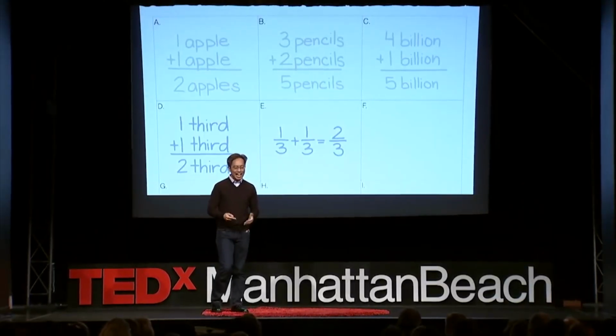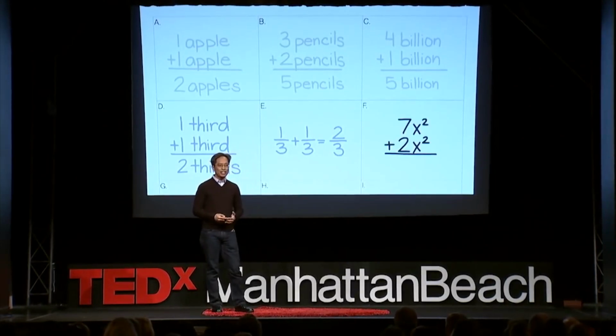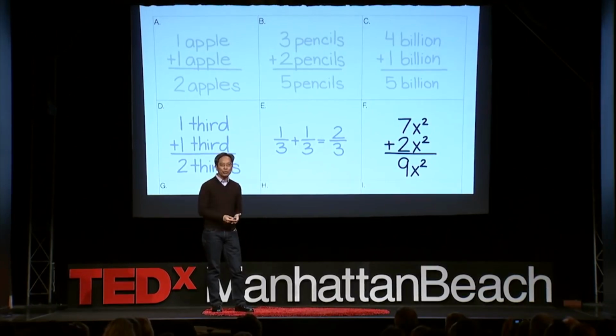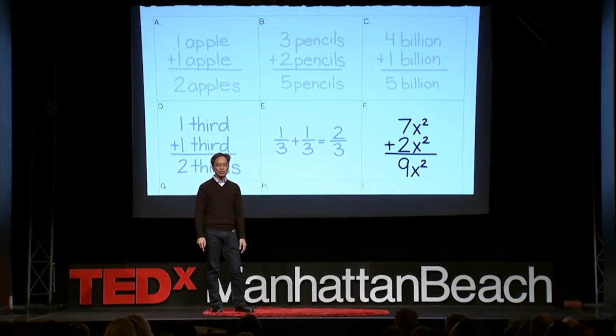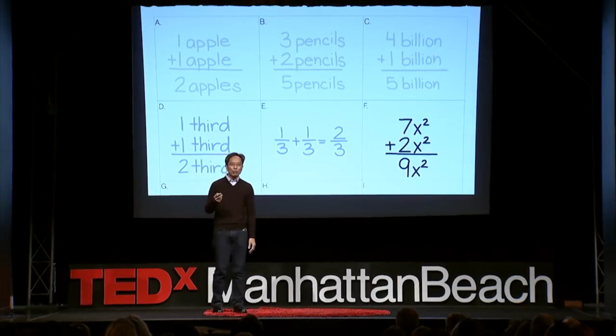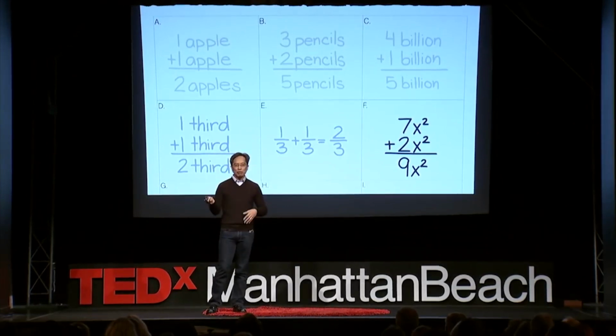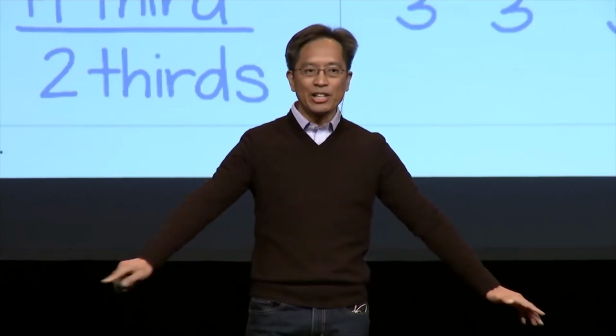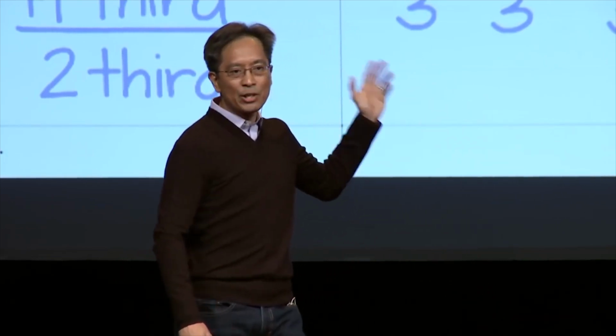Just for fun, I asked her a high school algebra question. What's 7x squared plus 2x squared? And this little 5-year-old girl correctly answered 9x squared. And she didn't need any exponent rules to figure that out. So when people say that we are either hardwired for math or not, it's not true. Math is a human language.